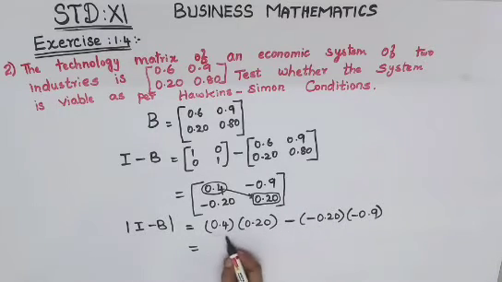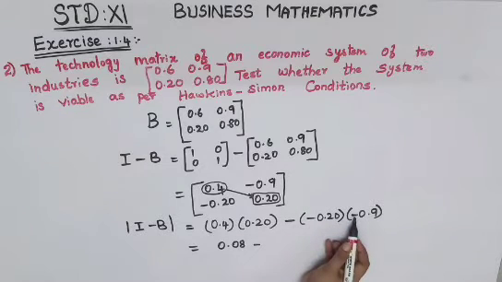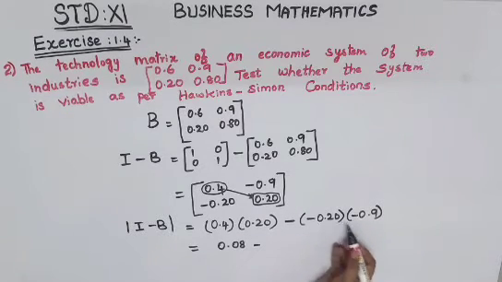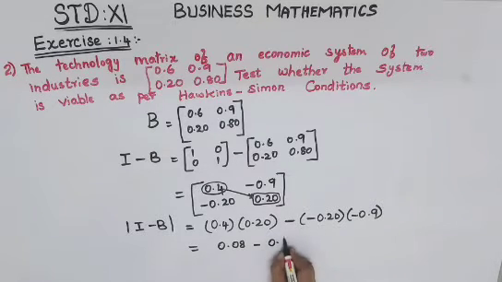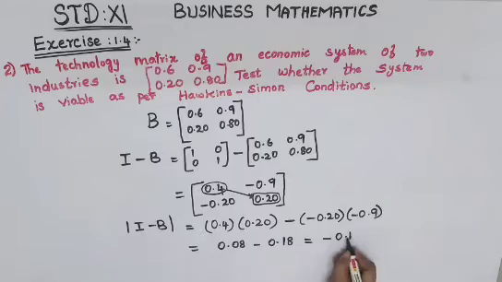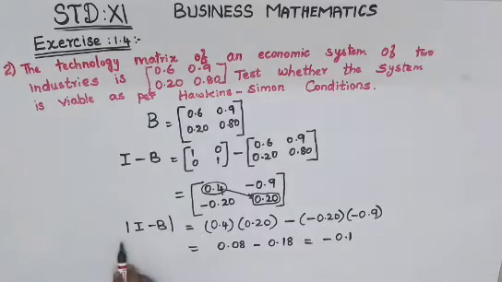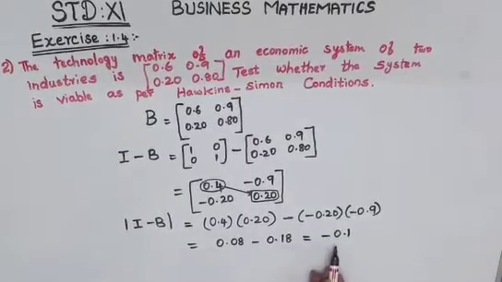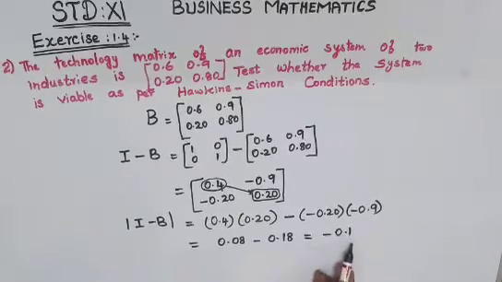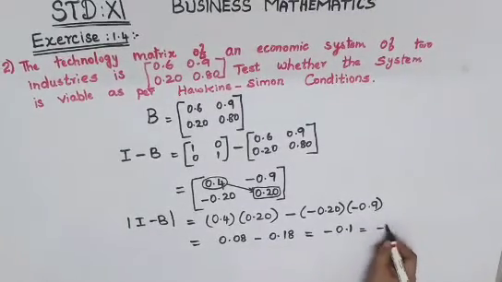Okay, so 0.4 into 0.20 you will get 0.08. Minus will be there because this minus and minus will become plus. Then 0.20 into 0.9 you will get it as 0.18. So solving these two elements you will get your answer as minus 0.1. But the condition is determinant of I minus B should be positive. But we have got here it is negative. So if you want you can write it as it is negative.